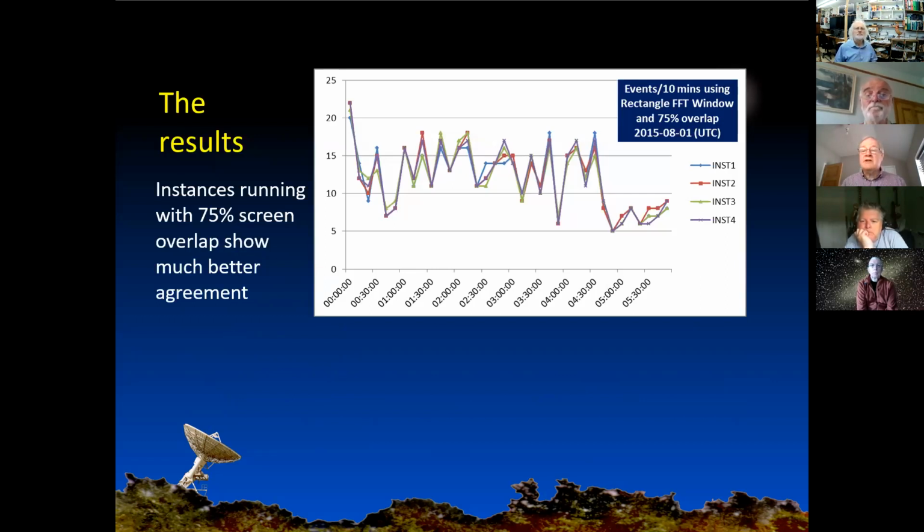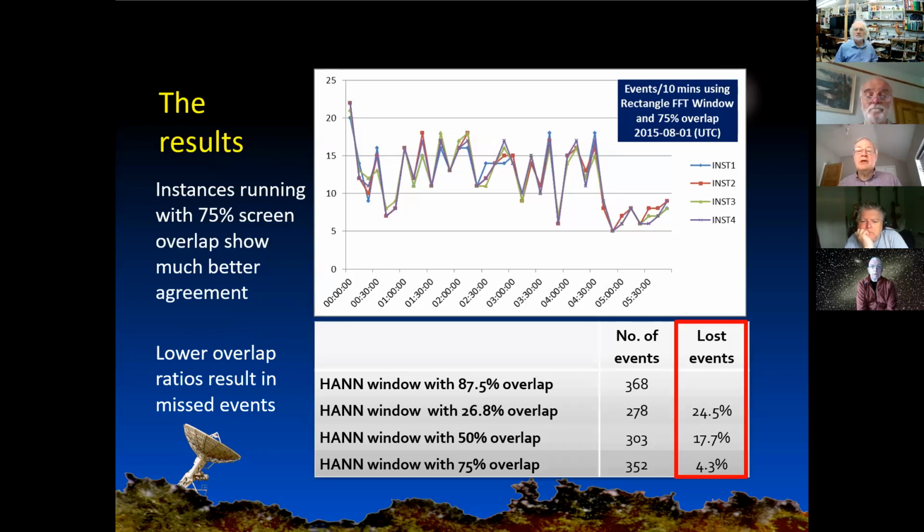And this is the same setup now with 75% overlap. I ran some different simulations, and with the 87.5% overlap, I got 368 events. Then as you decrease the overlap, you get correspondingly more lost events. So that demonstrates the principle.